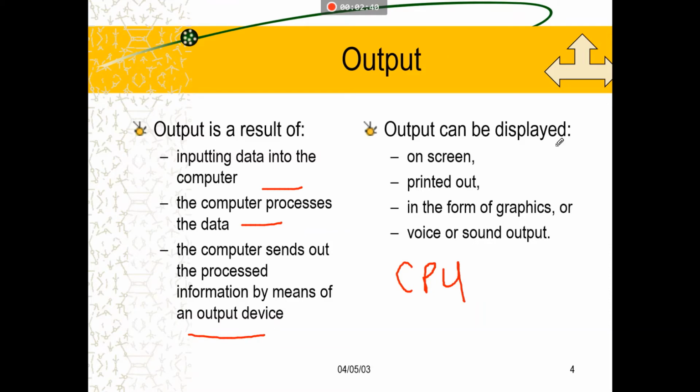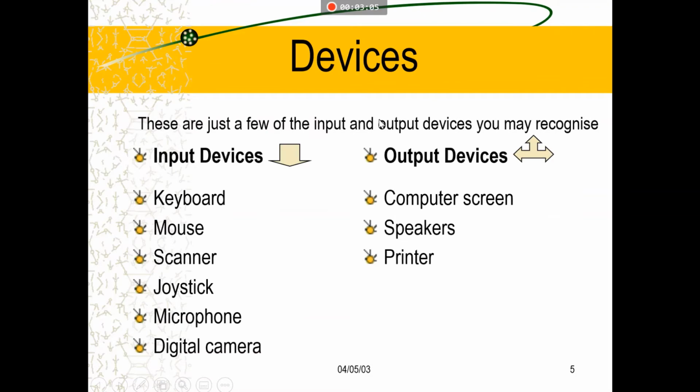Output can be displayed on screen, printed out as a hard copy, or seen as a soft copy on screen in the form of graphics, or given as voice or sound output. So these are the mediums by which we can get the outputs. Okay, now let us discuss more. These are a few devices we are going to discuss.